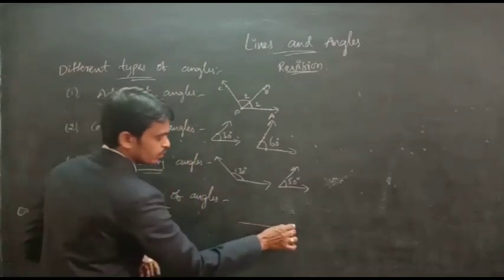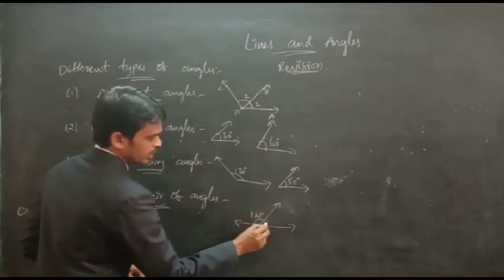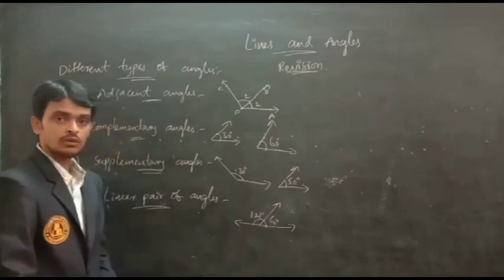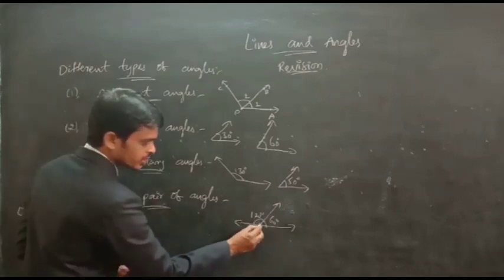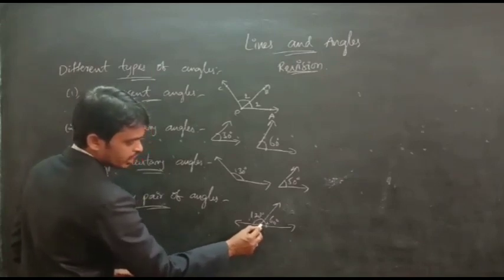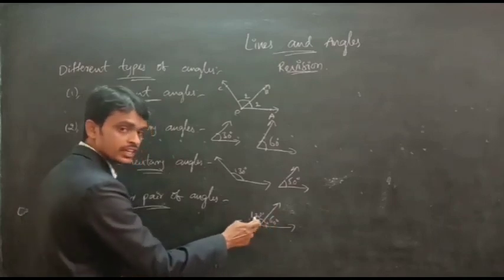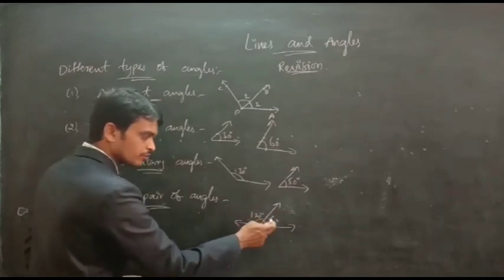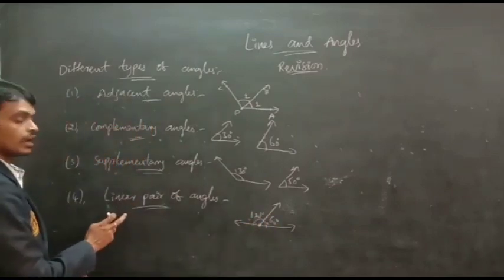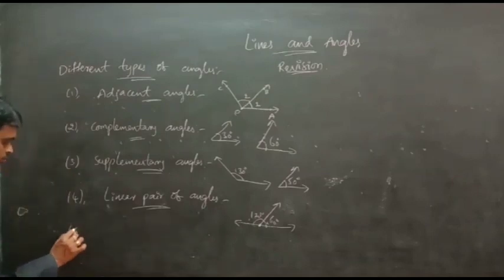So for example, like this, if it is 120 and this is 60, then 120 plus 60 is how much? 180 degrees. See, this is angle 1, angle 2, it has a common vertex and a common arm. So these two are adjacent angles, and the sum of these two adjacent angles is equal to 180, then this type of angles are called a linear pair of angles.